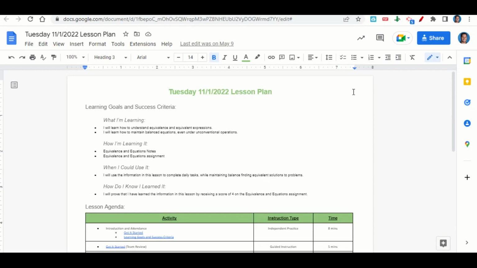First, what are we learning? We're learning how to understand equivalence and equivalent expressions and how to maintain balanced equations even under unconventional operations. How are we learning it? Through the equivalence and equations notes and the equivalence and equations assignment. When can we use this information? To complete daily tasks while maintaining balance, finding equivalent solutions to problems. How do we know we learned it? By getting a score of 4 on the equivalence and equations assignment.